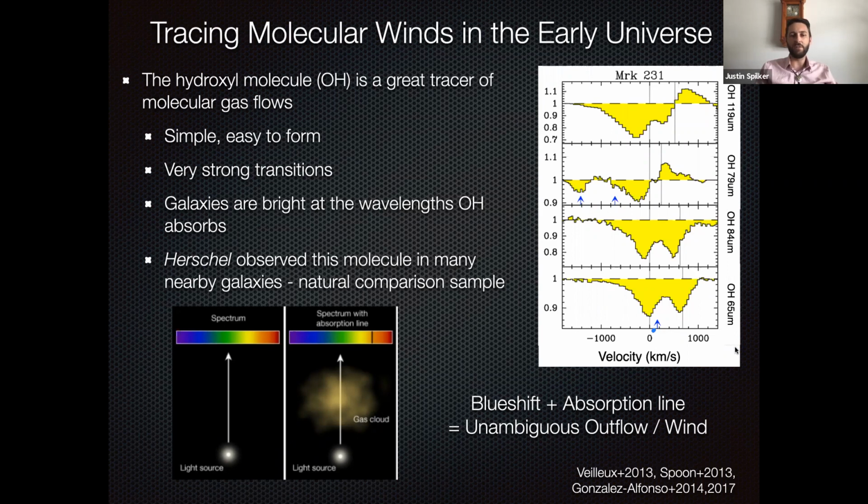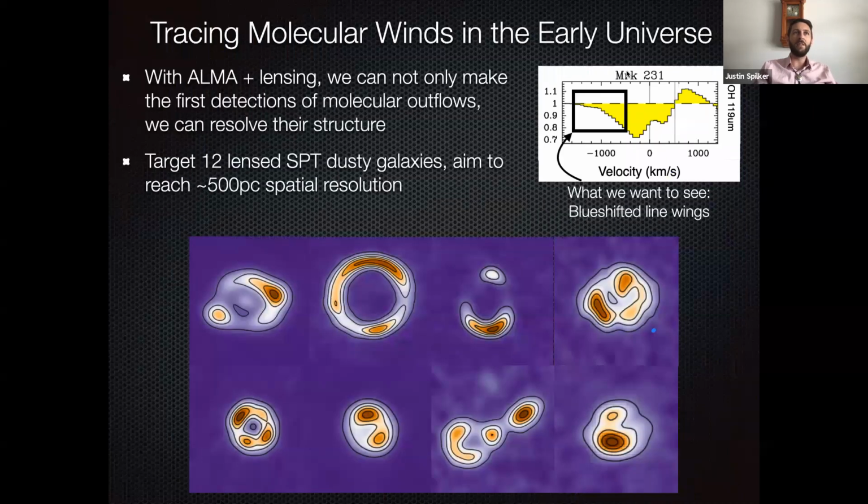We're basically going to look for these signatures in absorption of outflows. And so just to show you, this is the kind of thing that we're hoping to find, these really strong blue shifted line wings. And that blue shifted line wing basically tells you that you're seeing gas that is in front of the galaxy and moving towards you. So it's unambiguously an outflow.